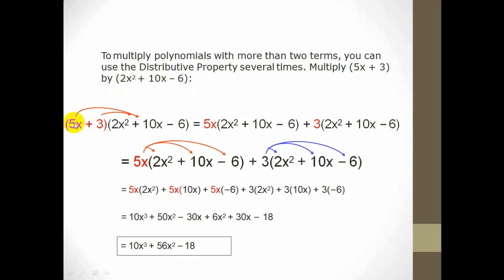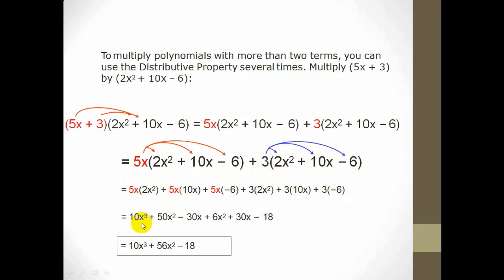First of all, distribute 5 on this polynomial, then distribute 3 on this polynomial. Now distribute 5x on these three terms and distribute 3 on these three terms. We can write 5 multiplied by 2x square plus 5 multiplied by 10x plus 5 multiplied by minus 6. Now distribute 3. 3 multiplied by 2x square, 3 multiplied by 10x, 3 multiplied by minus 6.